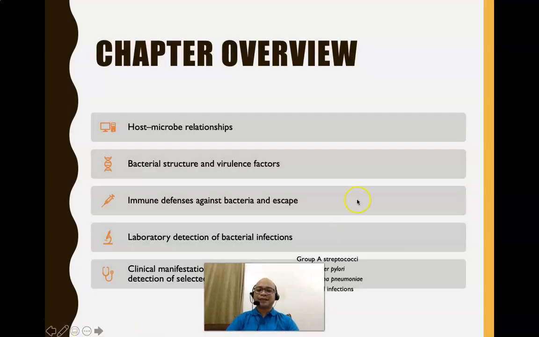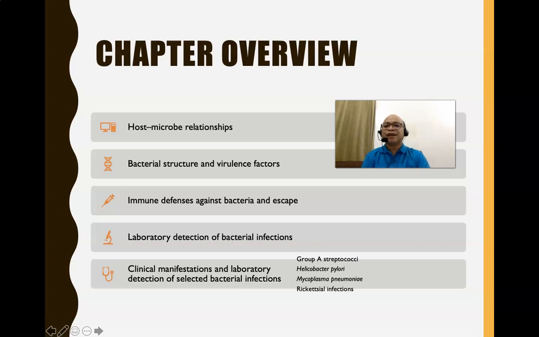For this particular chapter, we will be discussing the host microbe relationship, the bacterial structure and virulence factors, immune defenses against bacteria and escape, laboratory detection of bacterial infection, and clinical manifestations and laboratory detection of selected bacterial infections such as the group A streptococci, Helicobacter pylori, Mycoplasma pneumoniae, and the febrile agglutination test, which includes the Widal test, the serologic test for Salmonella, and the Weil-Felix test, the serological test for rickettsial.